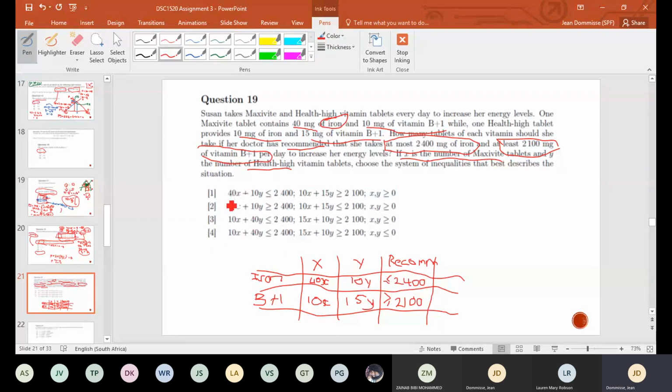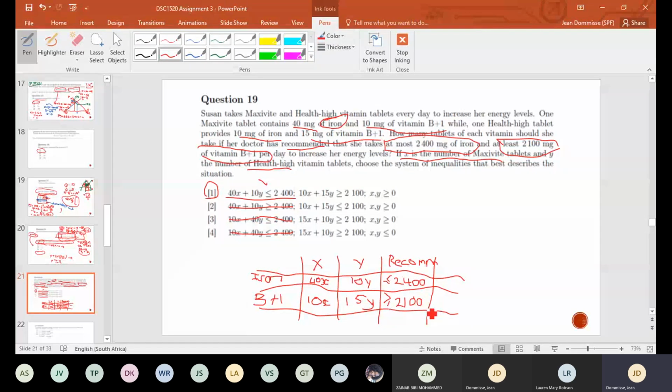So let's look at the options. 40x plus 10y, okay, that one works for us thus far. 40x plus 10x can't work because it's bigger. 10x plus 40y, bigger, smaller or equal to 2400, so no. With that we have nearly eliminated the rest, and our answer is option 1. But let's just look at the other option.